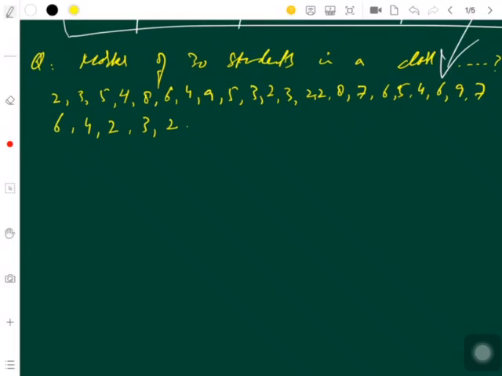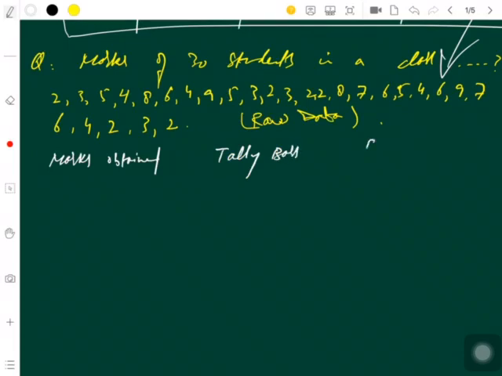So let us present it in a frequency distribution, or frequency form. We are being asked: the marks of the 30 students are given, represent the following data. It is our raw data, which we have to classify into a frequency distribution. I'll make a table for it, with marks obtained as my first column. I'll put tally marks or tally bars for it, and that is going to give me the frequency.